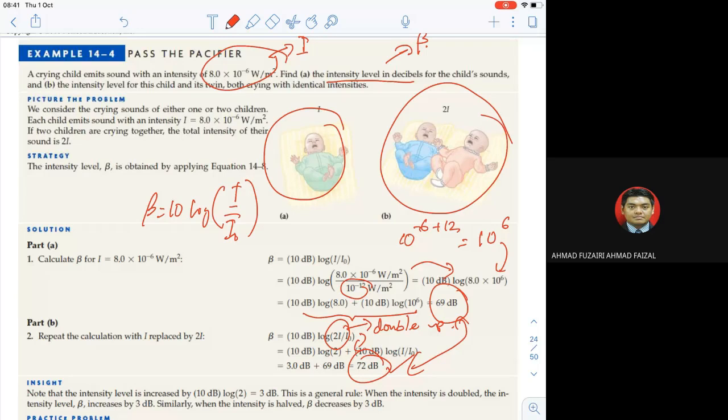Remember, what is beta? Beta is the intensity level.